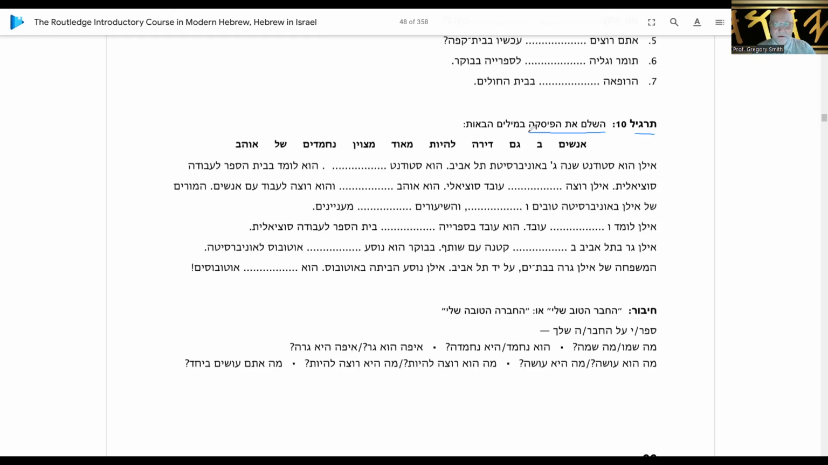Okay, so I think this hapiska is the paragraph. Hapiska. And hashlem is complete. This is untranslatable. It's just part of the grammar. Bamilim is the words, and habaot is like following. Okay. All right, so complete the paragraph with the following words.